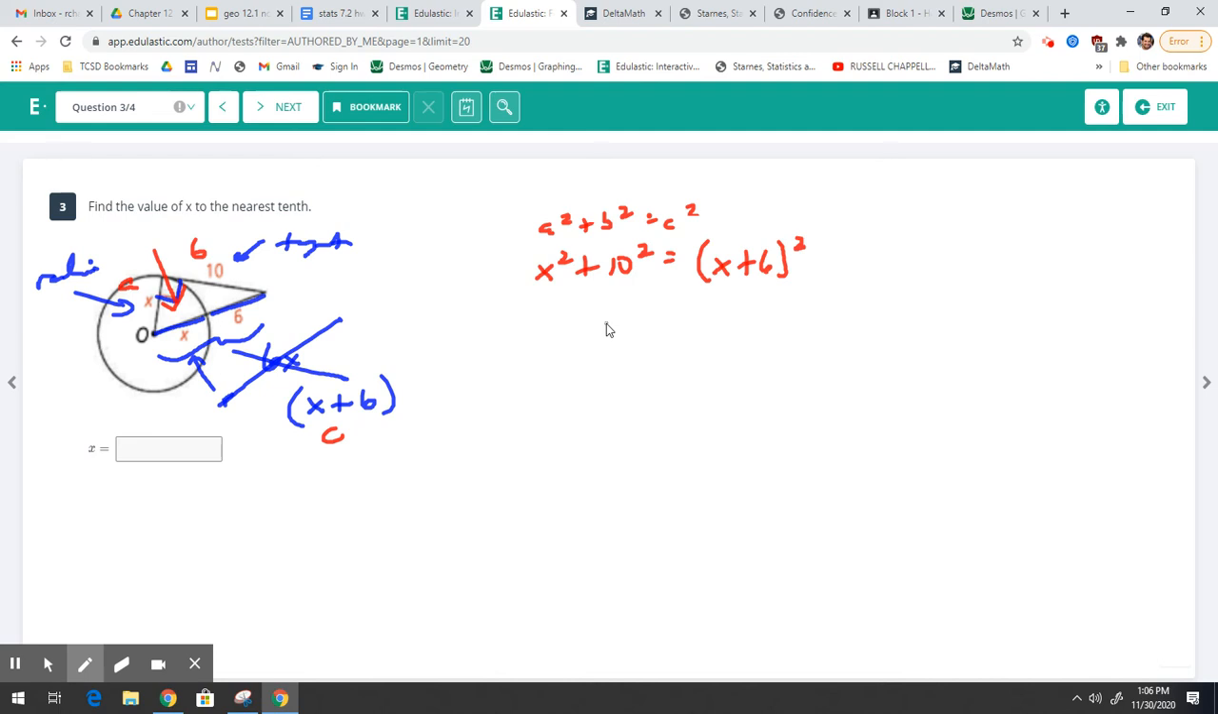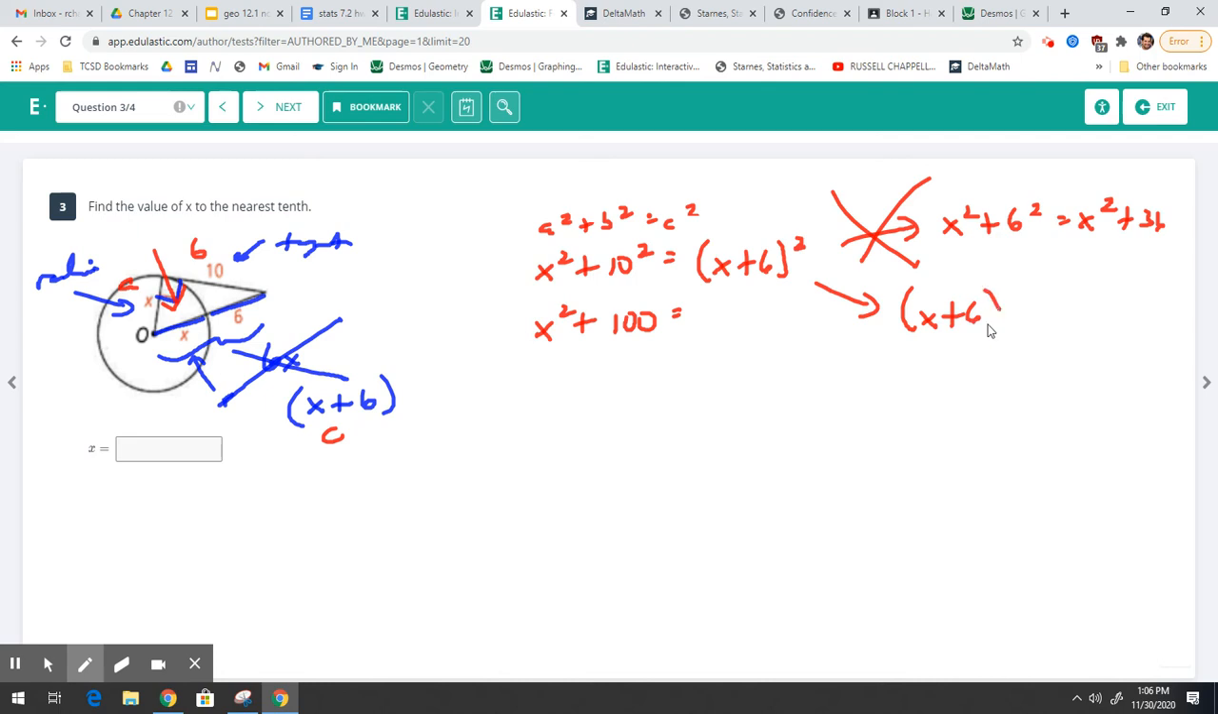Now you have to be very careful here, right? The left side's pretty simple. The x squared doesn't change. 10 squared, you just type it in your calculator or you know it, it's 100. But now how do we do this x plus 6 squared? Well, a lot of people want to do x squared plus 6 squared, which would be x squared plus 36. That again is wrong. You are not allowed to distribute the squared. What you should do is write x plus 6 twice like this.